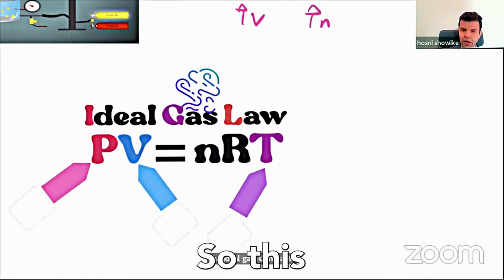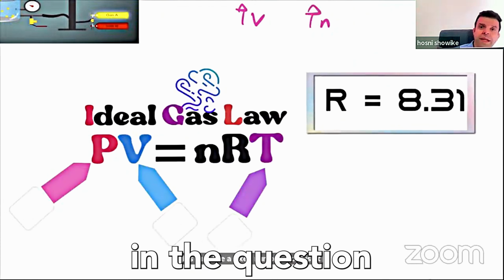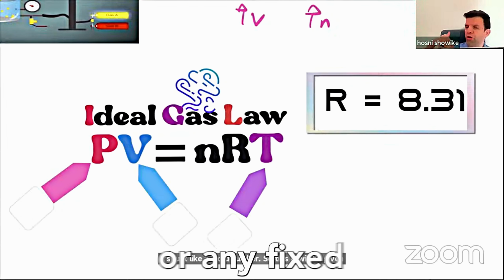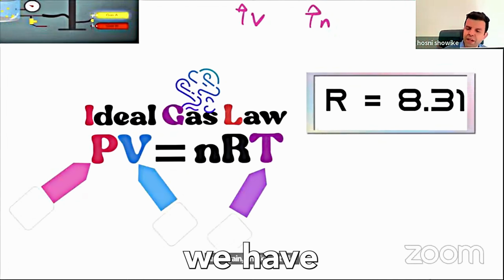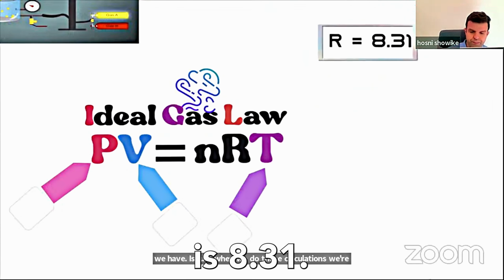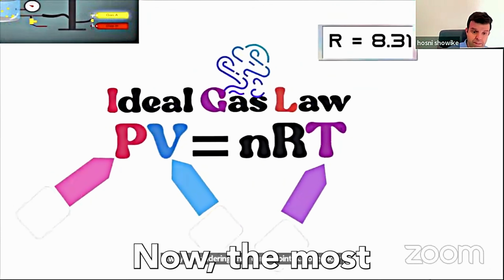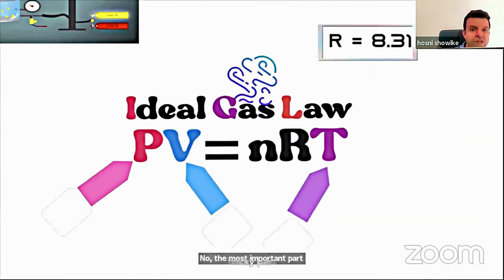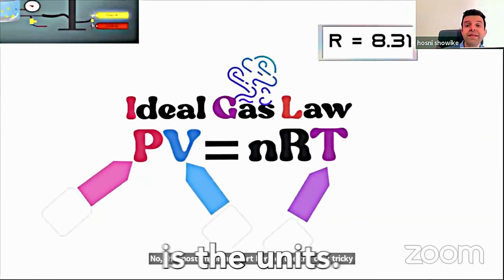So this R will be given to you in the question. And again, think of it like pi or any fixed number that we have. It's just, when we do these calculations, we're always considering that R is 8.31, okay? Now, the most important part here, or like the only tricky part about this thing here, is the units.